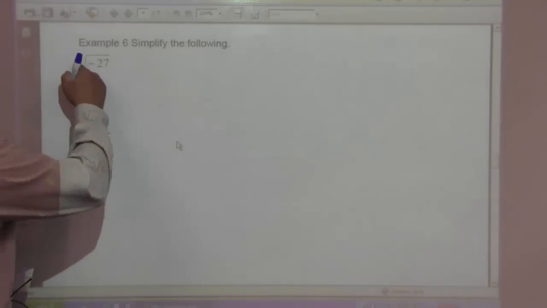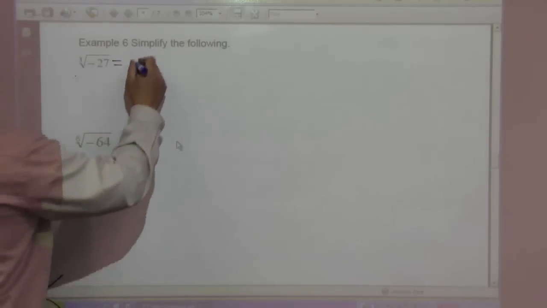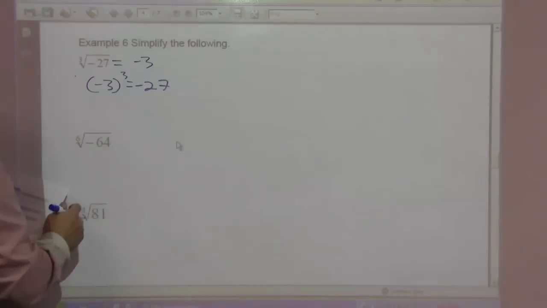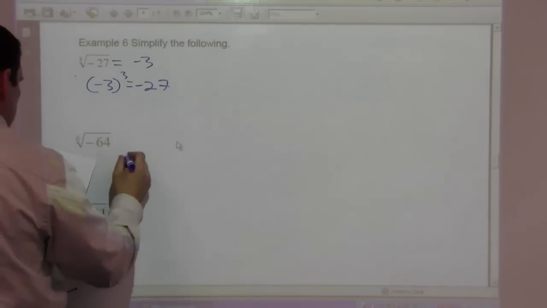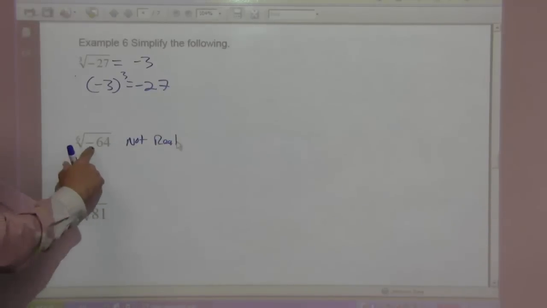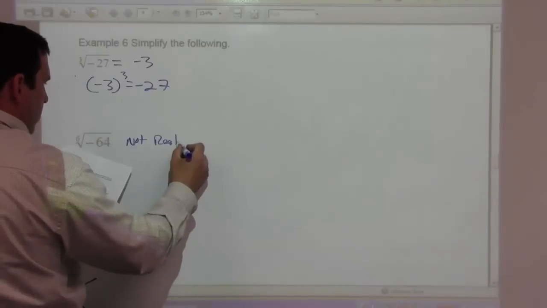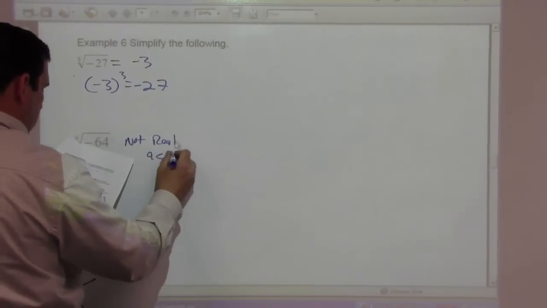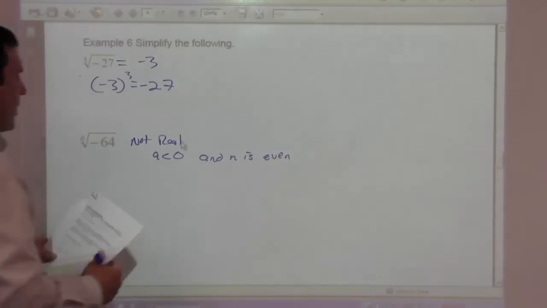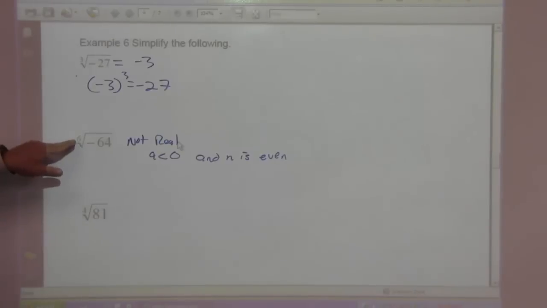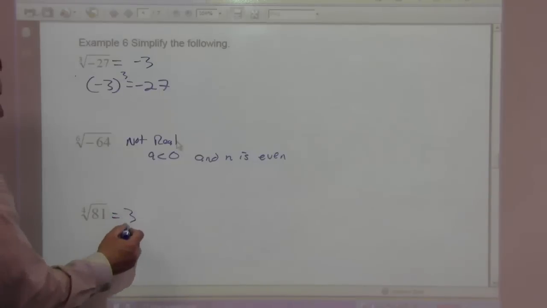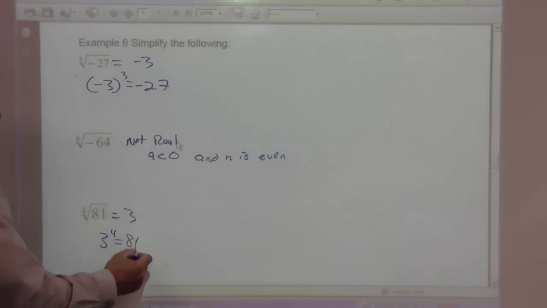So simplify the following. The cube root of negative 27, that's just going to be negative 3 because negative 3 to the third power is negative 27. The sixth root of negative 64, this is not real because you cannot take an even indexed root of a negative value. Okay, so it's not real. A is negative and n is even. Last case, the fourth root of 81, that is real. That's going to be 3, because 3 to the 4th power equals 81.